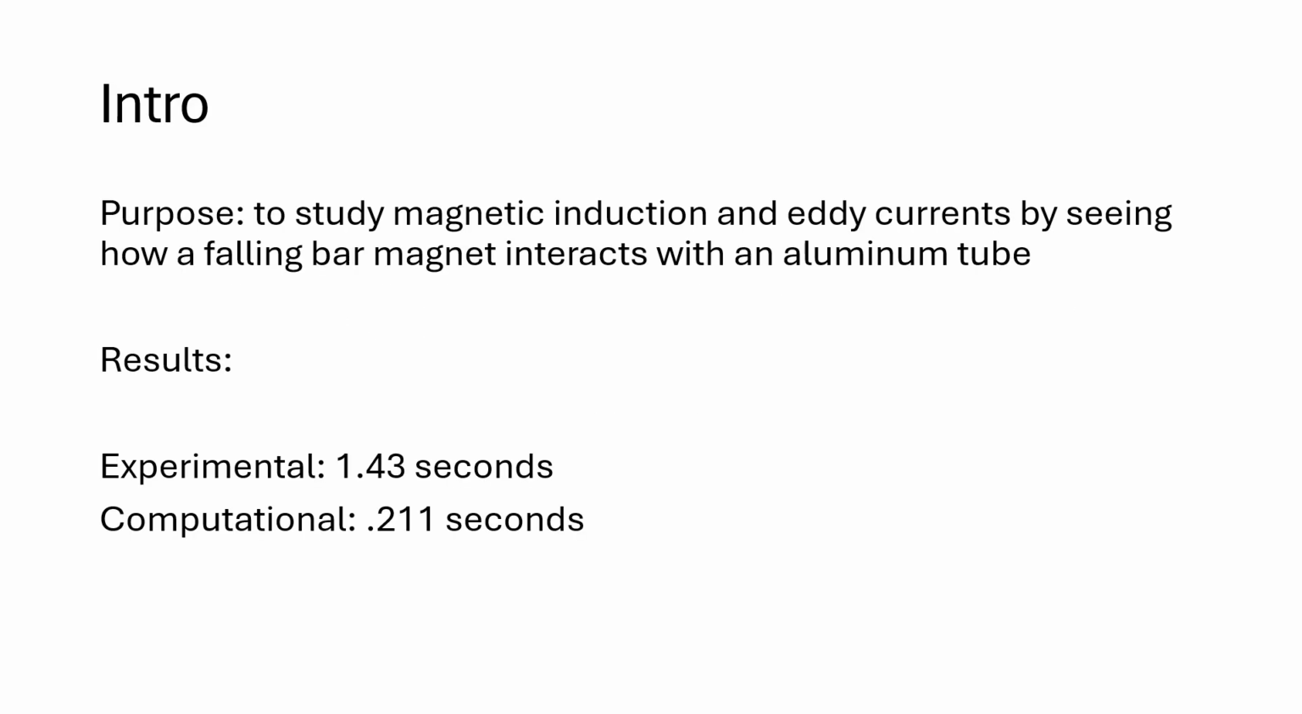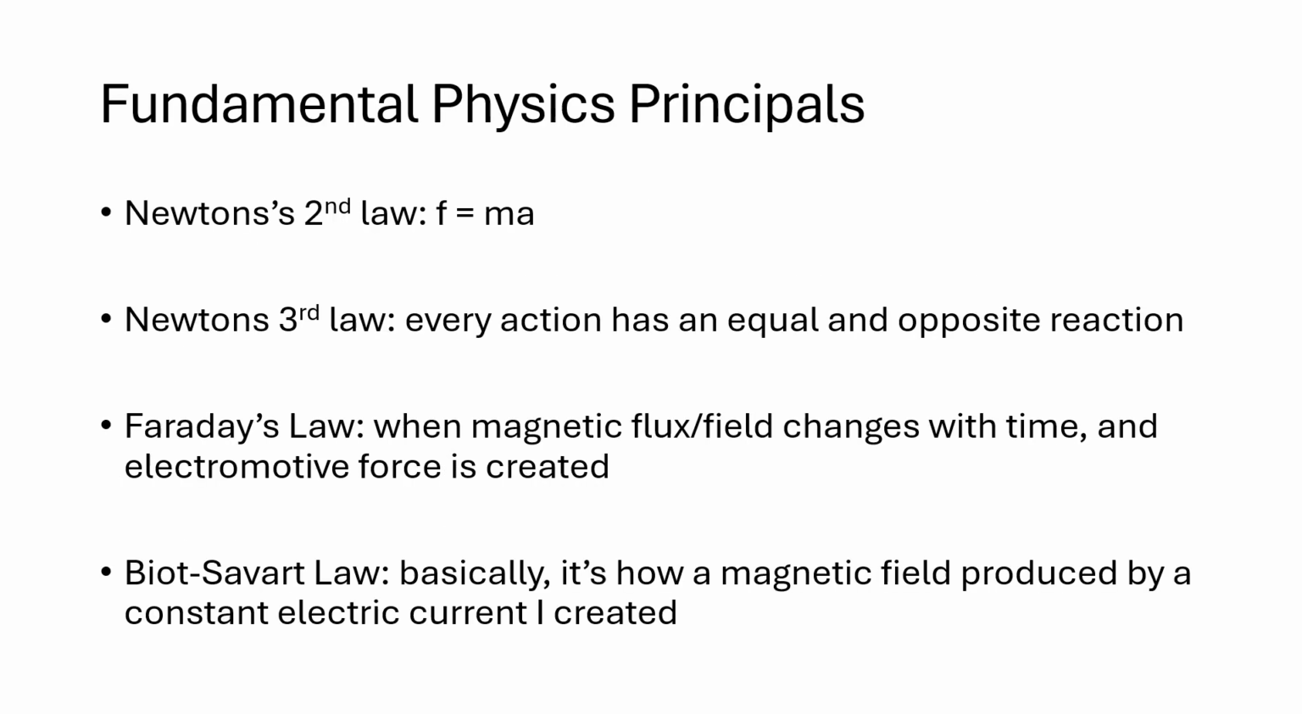So the purpose of this lab is to study magnetic induction and eddy currents by seeing how a falling bar magnet interacts in an aluminum tube. To cut to the chase, the results were, for the actual experiment, we got 1.43 seconds. And in the computational, we got 0.211 seconds, which is a bit of a difference.